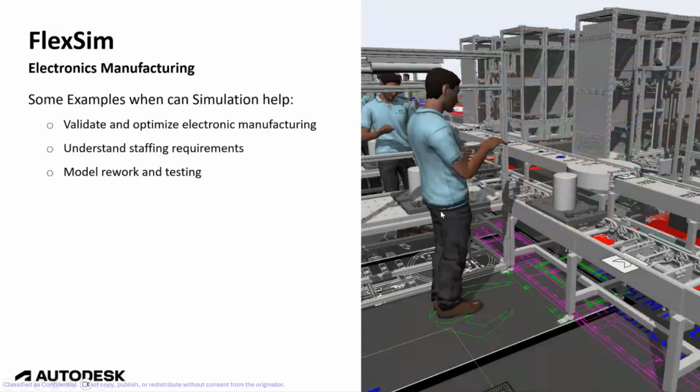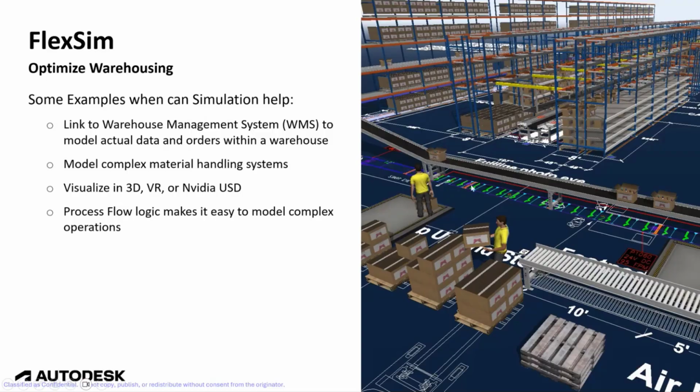For electronic manufacturing, in case you are in electronic manufacturing, what can simulation help with? Validate and optimize electronic manufacturing. Should you add 1%, 2%? Understand staffing requirements, let's say you want to rework the models. Optimize warehousing: link your warehouse system to WMS to model actual data, order by order. You want to model complex material handling, visualize better in 3D, in VR, and process the flow logic.